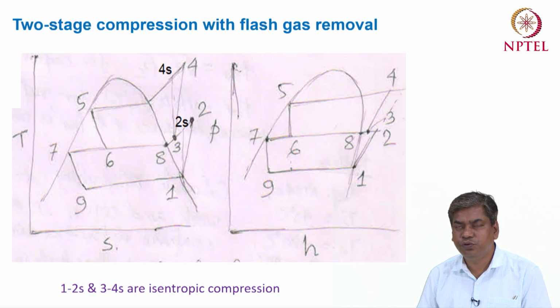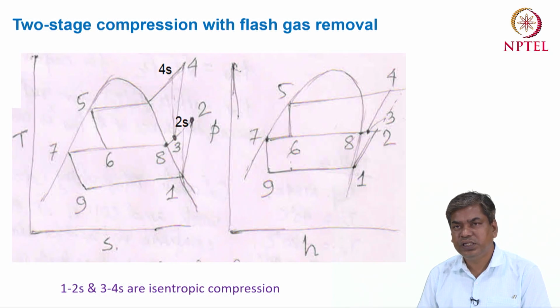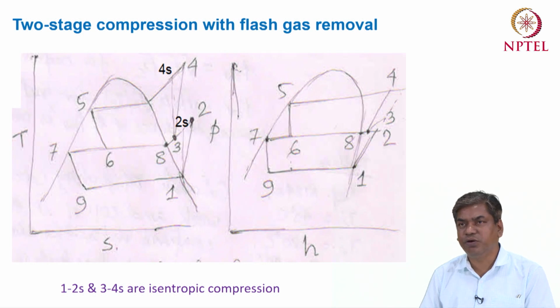Then 1 to 2 is the compression process in the first compressor, and the vapor at point 8 and the vapor at point 2 mix together. Then we get the state point 3 in between. Then 3 to 4 is the compression process in the second compressor. In this case 1 to 2s is the isentropic compression process, and also 3 to 4s is the isentropic compression process in the second compressor.